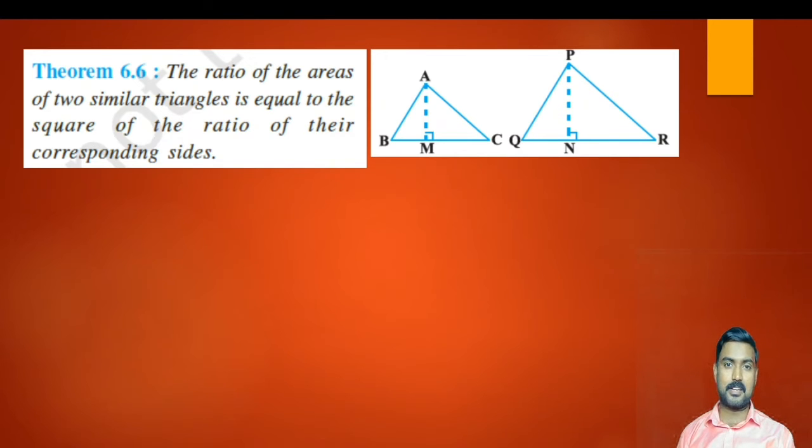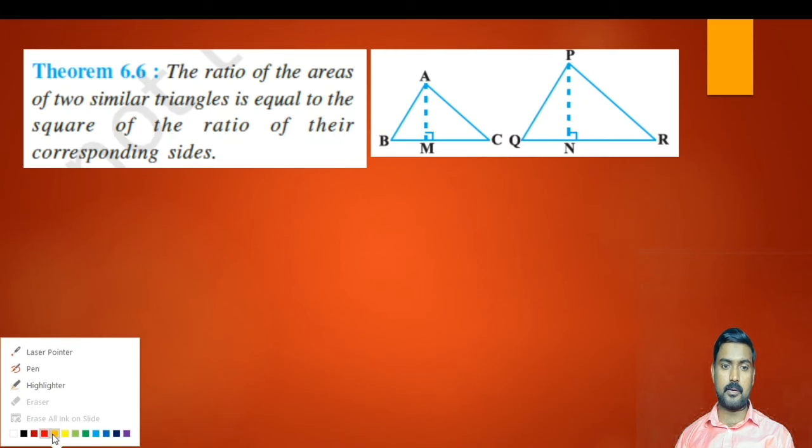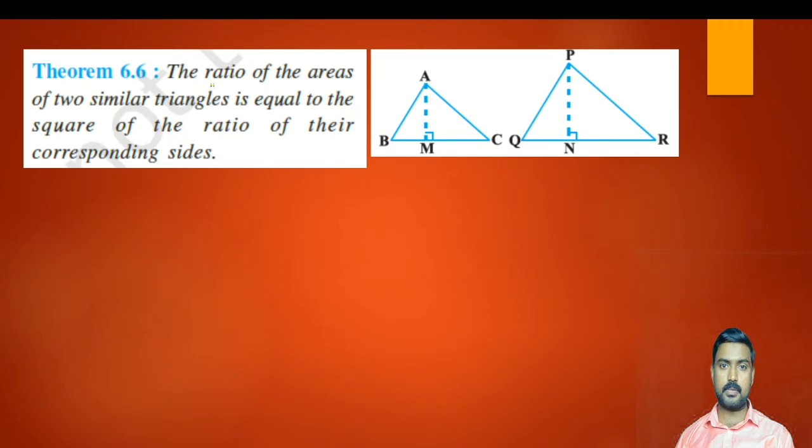So we can read the theorem. The ratio of the areas of two similar triangles is equal to the square of the ratio of their corresponding sides. When we read a theorem, we have to recall what things are given in the theorem. So we can read very clearly. In this theorem, it says the ratio. We know that ratio means there will be a division or a rational format. The ratio of the areas of two similar triangles, not a triangle, triangles.